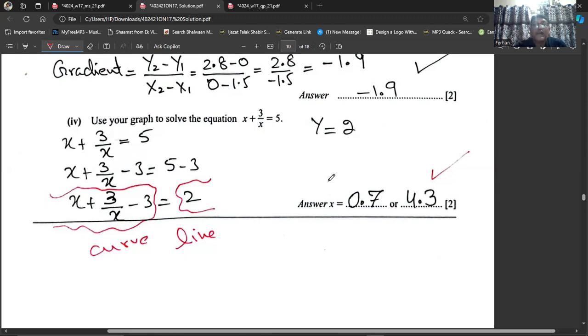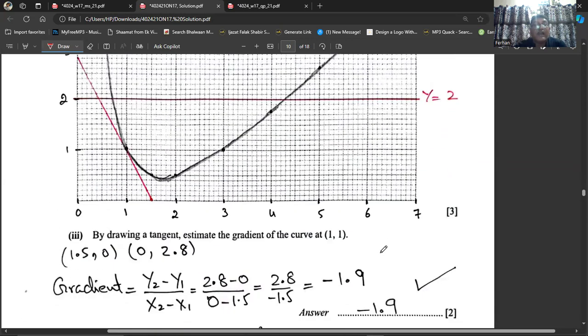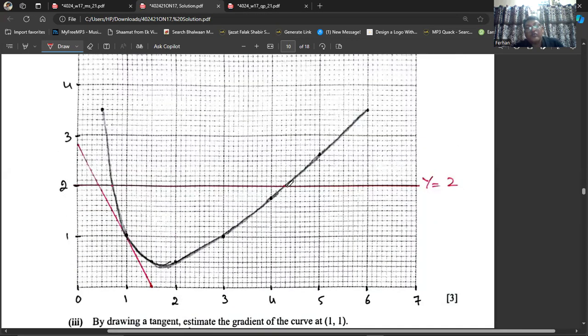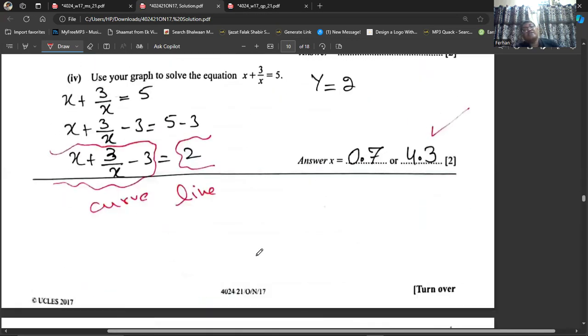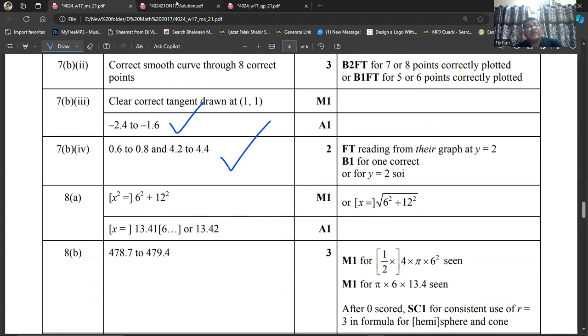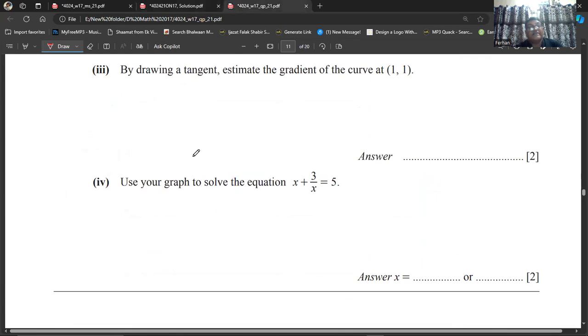So I will draw this line, and you can see the line I have drawn, y equals 2. And wherever this cuts the main graph, I will check what the value of x is. The value of x here is 0.7 and 4.3. It cuts here also. This is 4.3. So this is how you do this. Let me check. So this answer is right. Our answer is 0.7 to 4.3, so they are in that range. This is how you do it. I hope you understand.